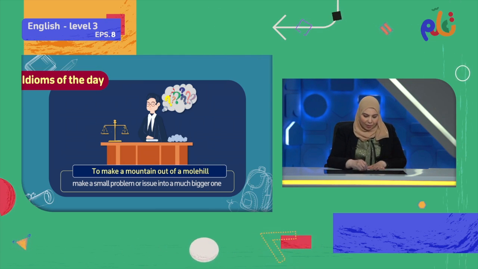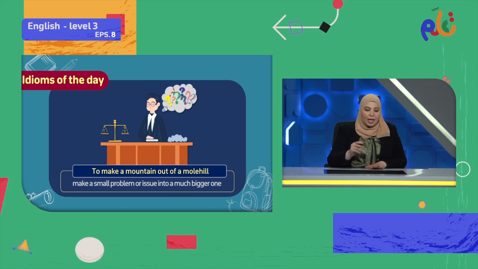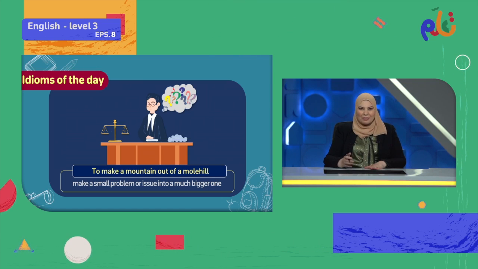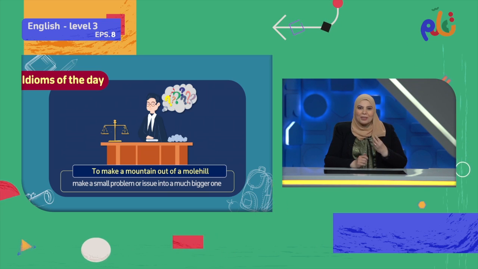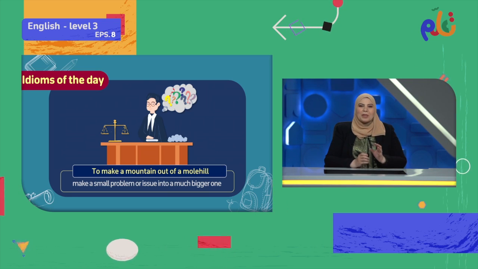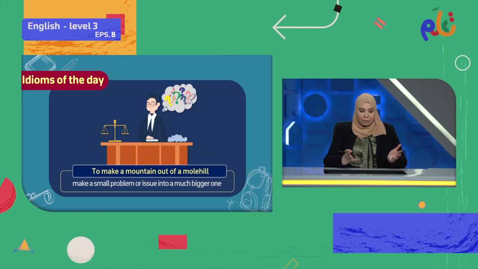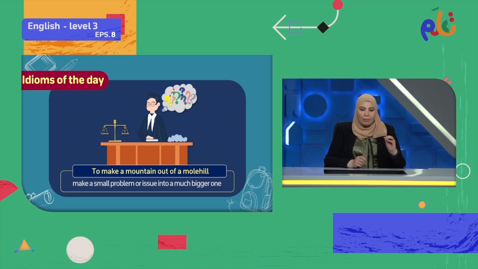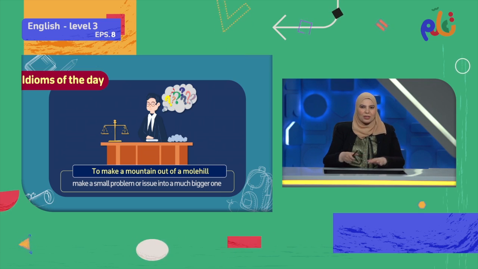The second idiom that we have today is to make a mountain out of a molehill. So to make a mountain out of a molehill, this is like our Egyptian expression, which means to take a very small situation and make it bigger and make it an issue. So making small problems bigger by exaggeration and speaking much about it.